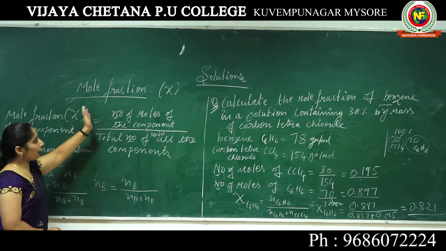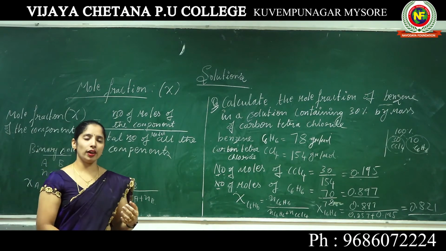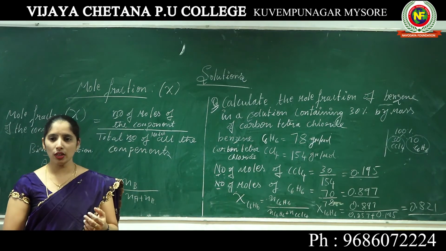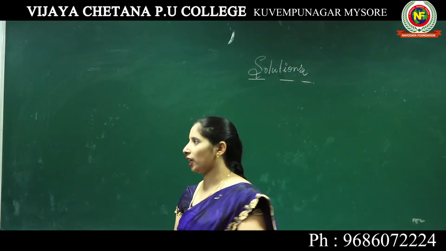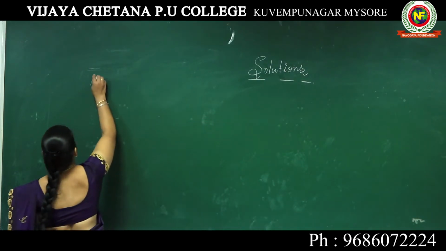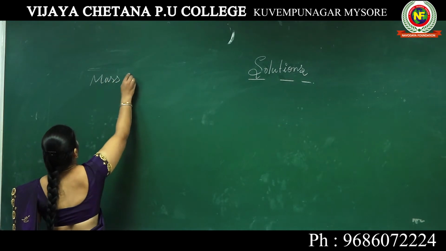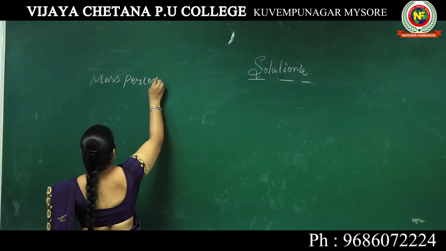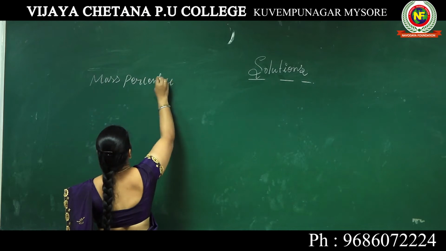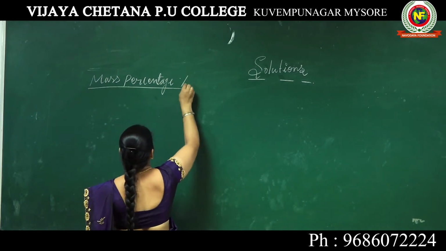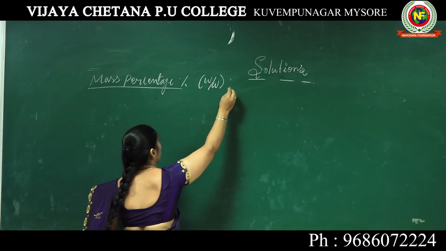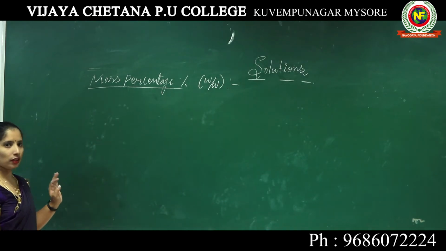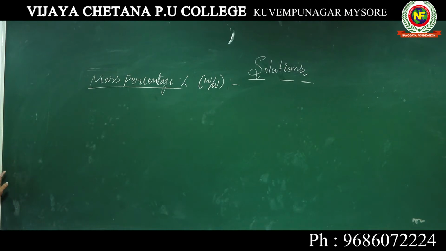Now we move on to the next way to express the concentration of a solution, which is mass percentage. Mass percentage is also one way to express the concentration of a solution. It is always W by W, meaning it is based on mass. So how do we define mass percentage?